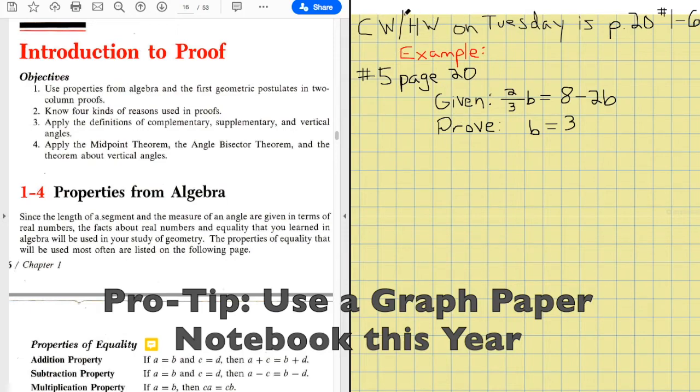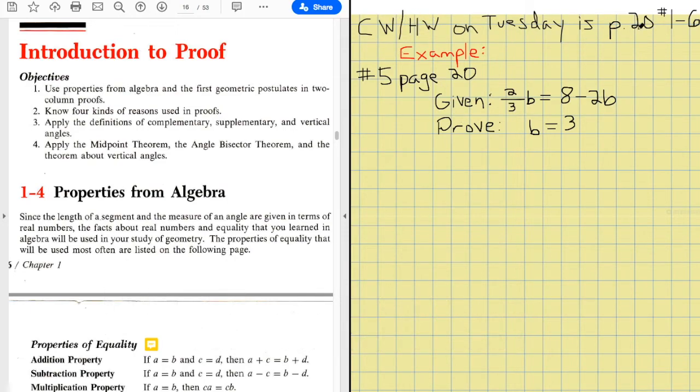Your homework on Tuesday is going to be classwork homework. It's going to be page 20, numbers 1 through 6. Those are the written exercises. So the first 6 written exercises, all you got to do on Tuesday. And that's really all I got to do is turn in. We're going to do number 5 together as well today. So got my textbook over here. I'm ready to go. I got my notebook over here. I'm ready to go. I got my grid paper to help keep myself organized.